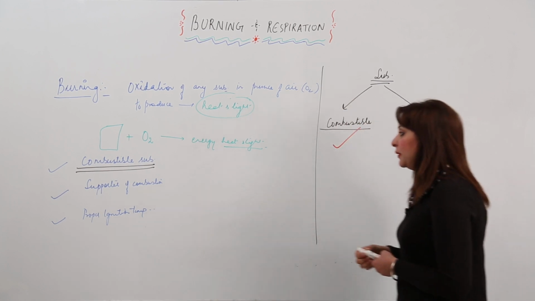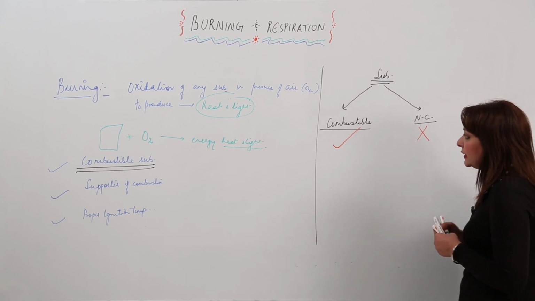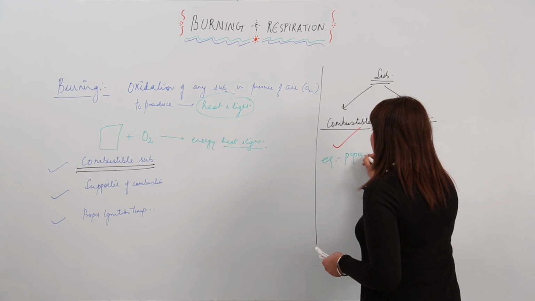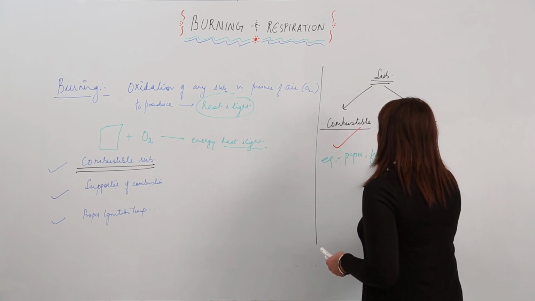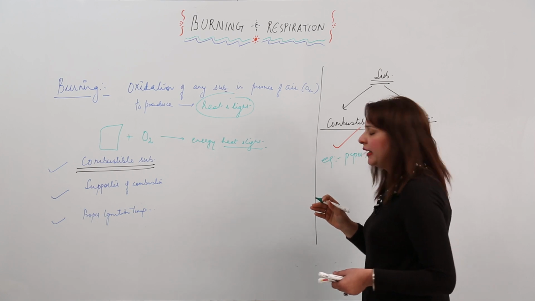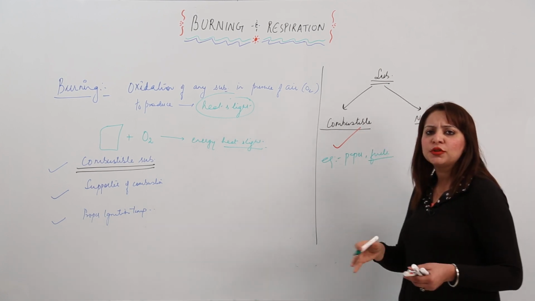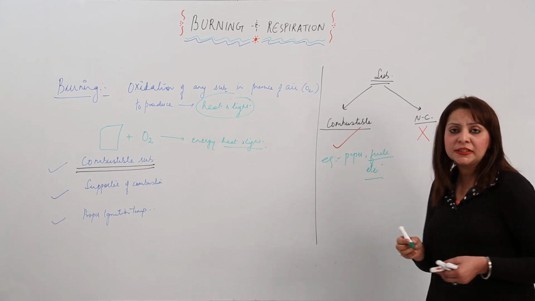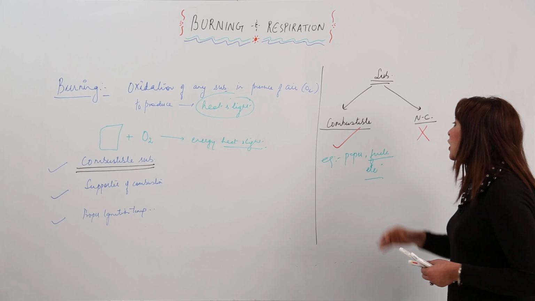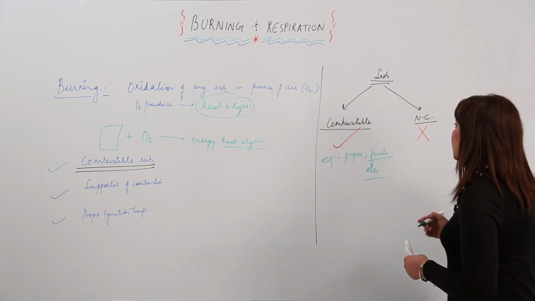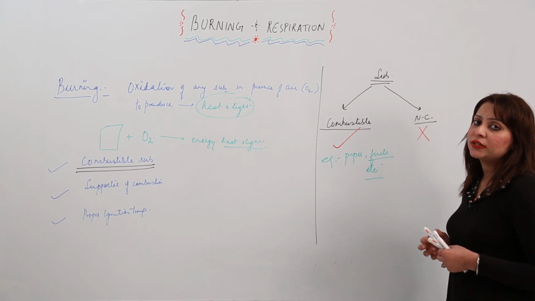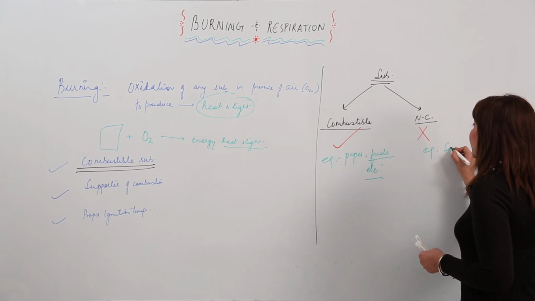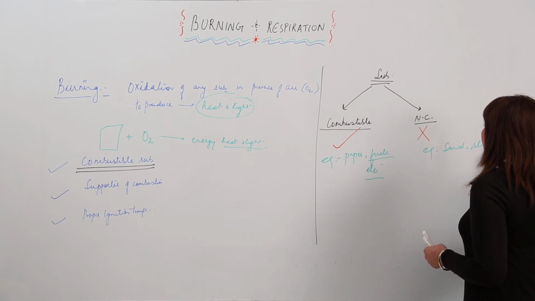We have a few examples of combustible and non-combustible substances. Combustible substances: paper, fuels. Fuel is a big category actually. It includes LPG, butane, petrol, diesel, everything. They are all considered combustible substances. They catch fire easily. And when we are talking about non-combustible substances, that means they do not get oxidized. They do not allow oxidation to occur. For example, we have sand, stone, like that.